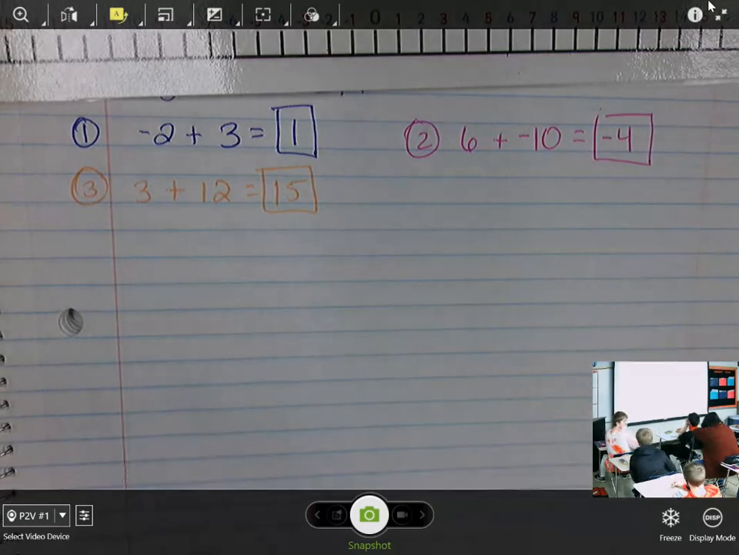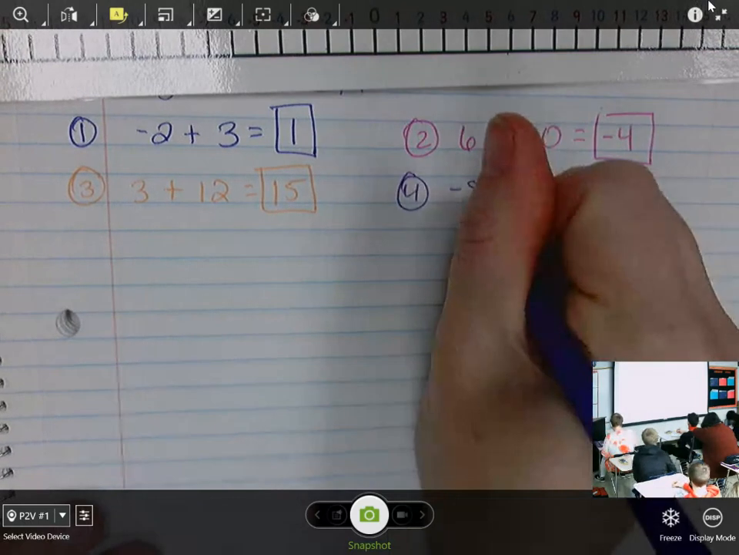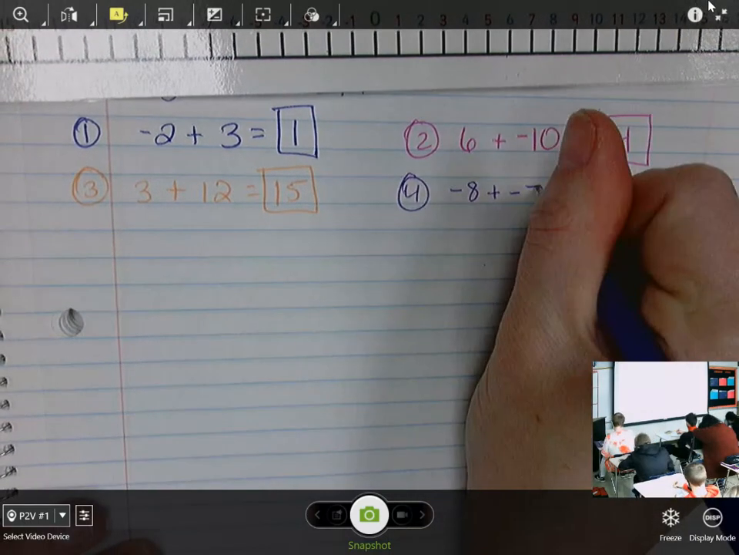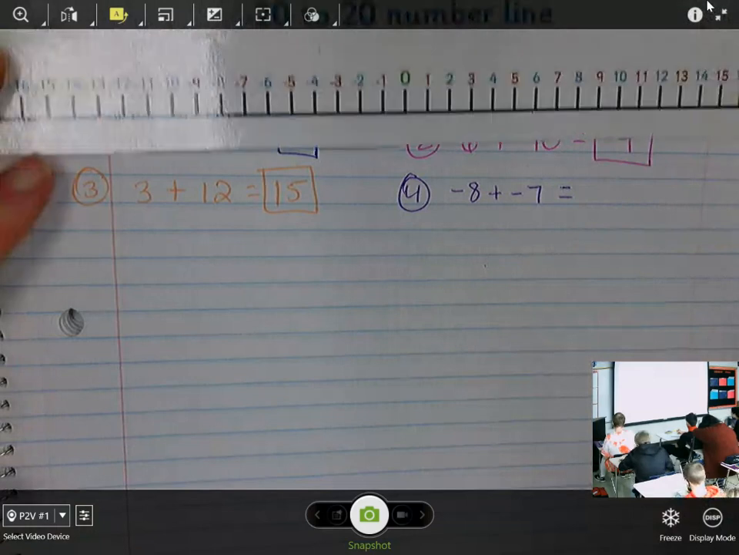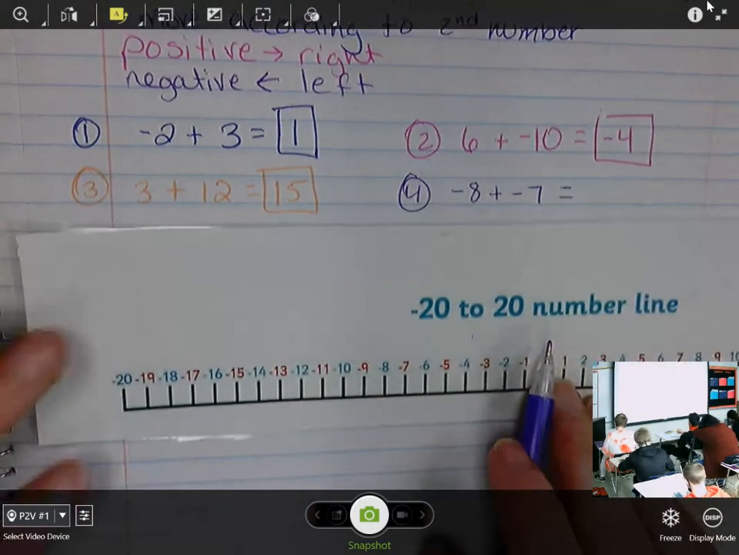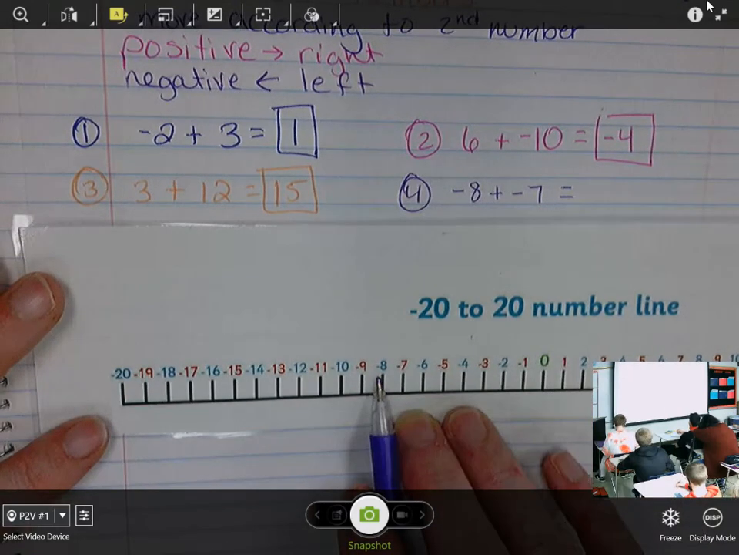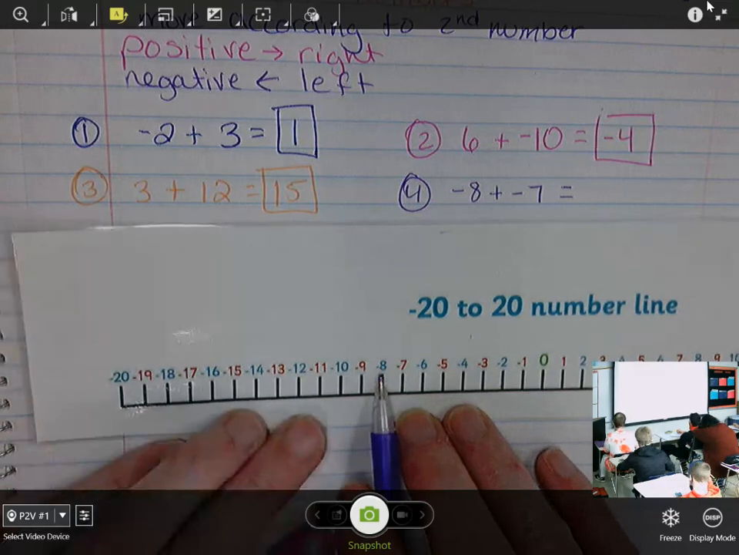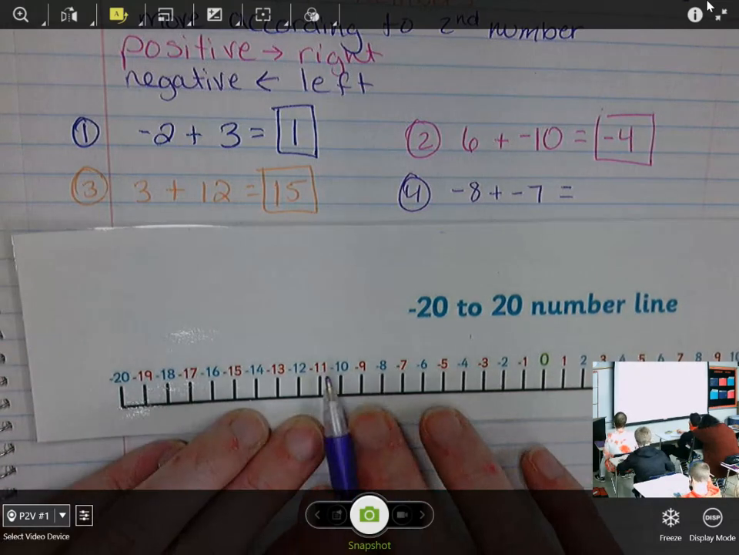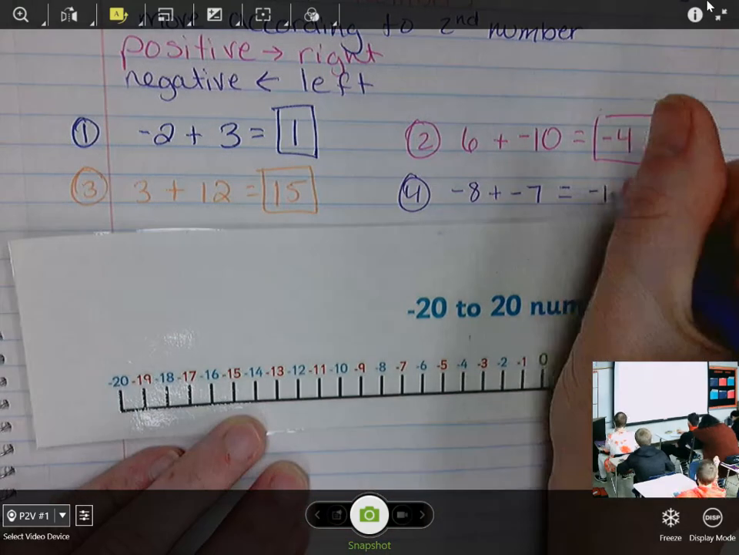Alright, number 4. Negative 8 plus negative 7. Daniel, what number do I start on? Negative 8. Caleb, do I move to the left or right? Left. So I'll start at negative 8 and move to the left 7. 1, 2, 3, 4, 5, 6, 7, which is negative 15.